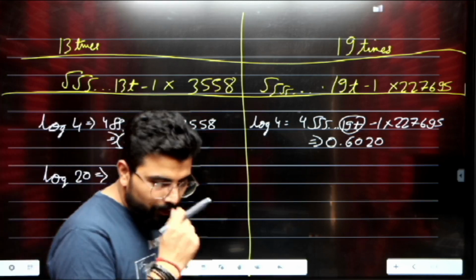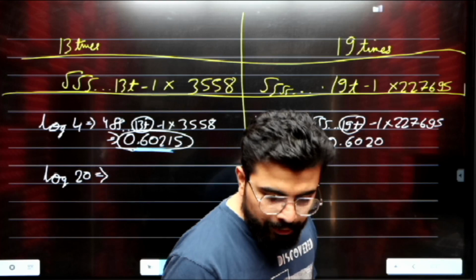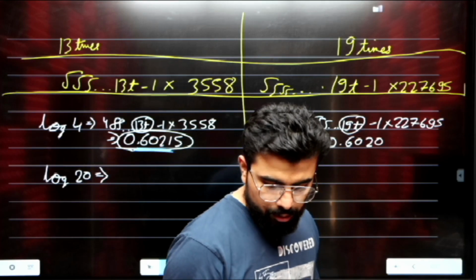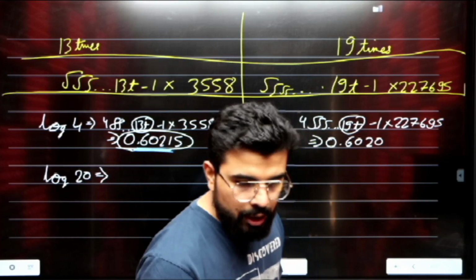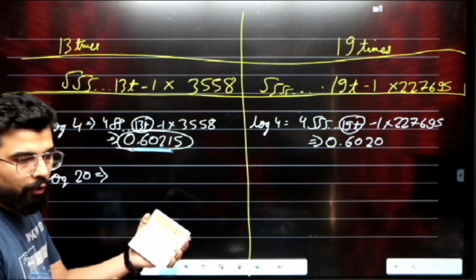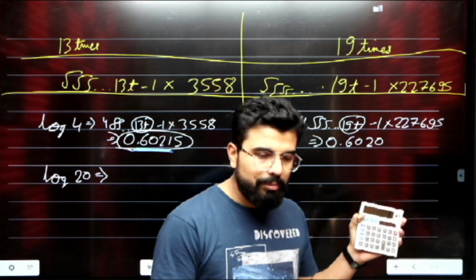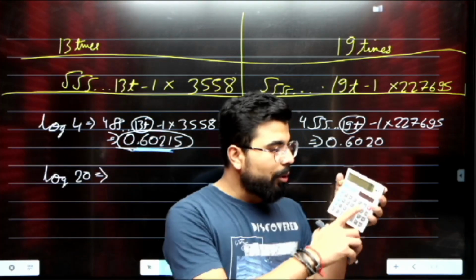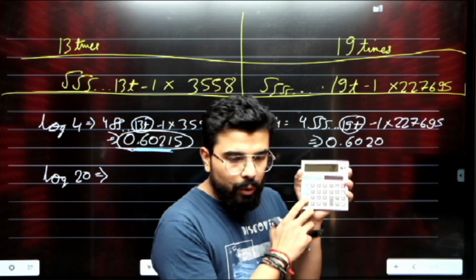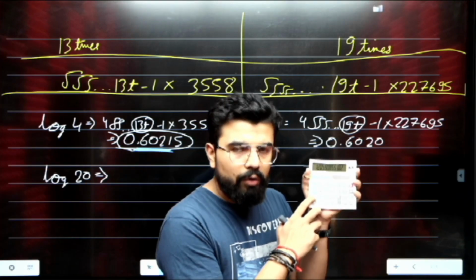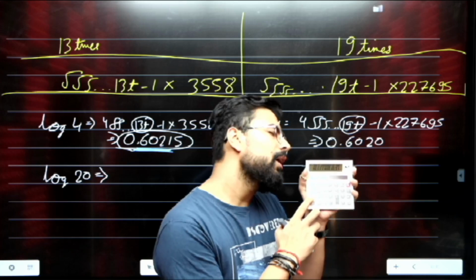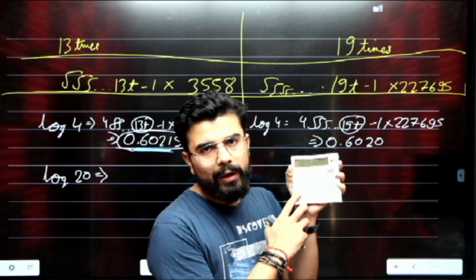You have to calculate it. Would you love to do it with me? Yes. Chalo. So, what is the value? 20. Let me come this side. 20. Now, how many times root do you have to enter? 13 times. 1, 2, 3, 4, 5, 6, 7, 8, 9, 10, 11, 12, 13.